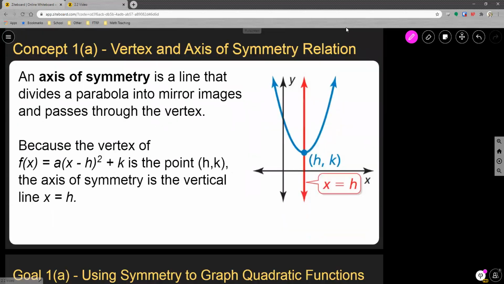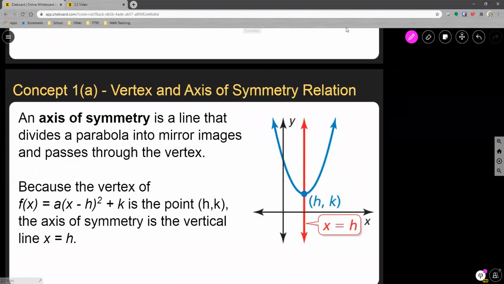So concept 1, part A, is about the vertex and the axis of symmetry, the relation between these two. We've already talked about the vertex. Remember, the vertex is just the lowest point on an upward pointing parabola or the highest point on a downward pointing parabola. If I have a parabola like this, the vertex will be at the very top, and that point has the values h comma k from our vertex form, which we'll talk about in a second again.